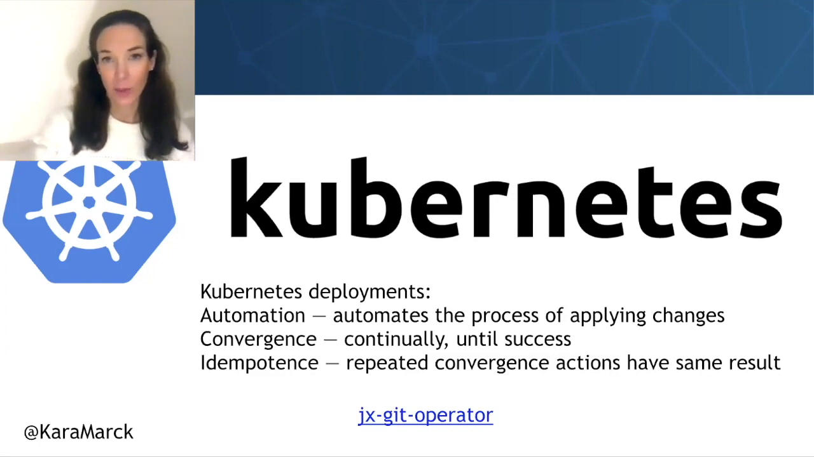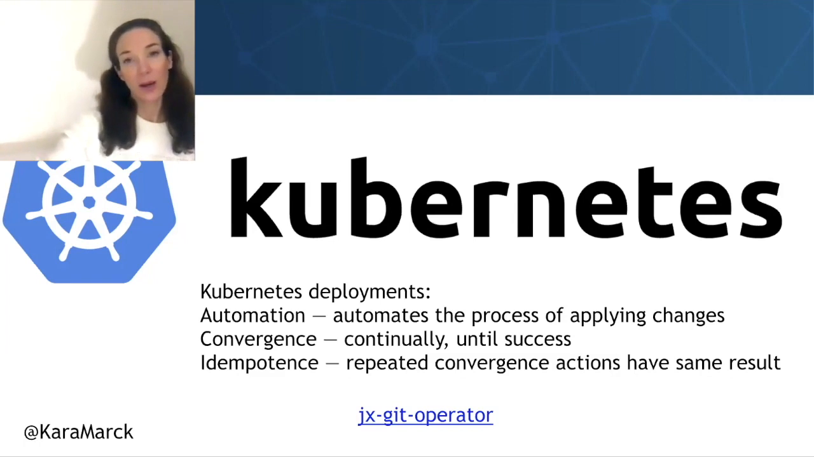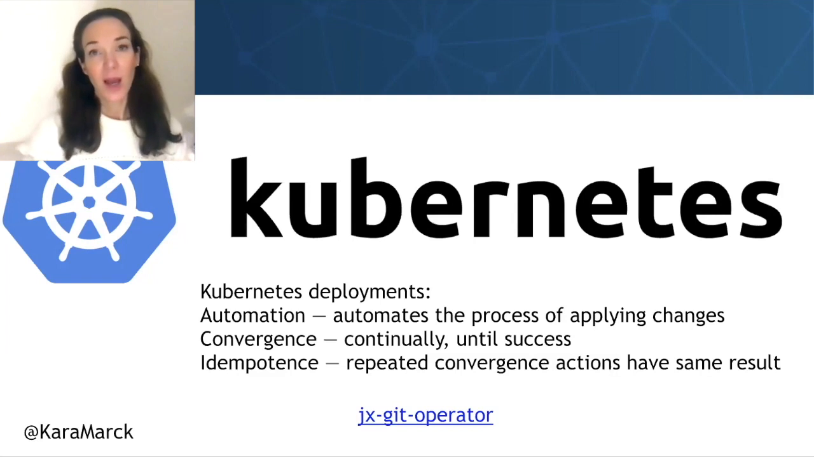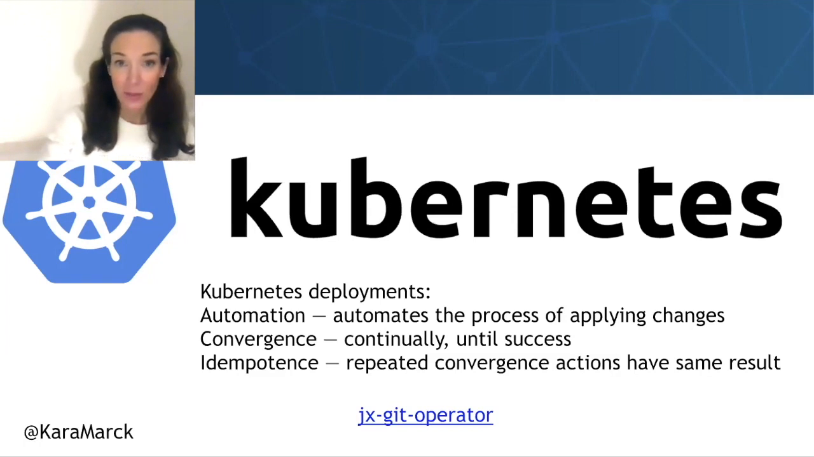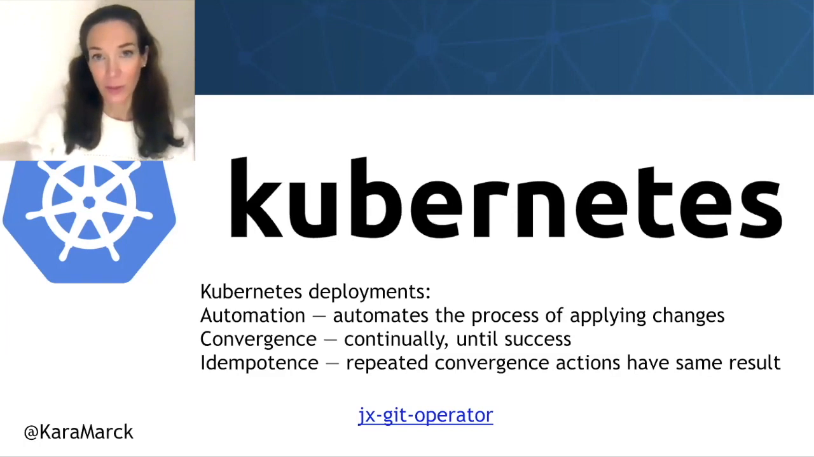Kubernetes deployments have the following properties that we've already identified as important for GitOps. So automation. Kubernetes automates the process of applying changes correctly and in a timely manner. Convergence. Kubernetes will keep trying to update until the update is successful. And idempotence. So you have multiple applications of convergence, and they will have the same outcome, which is your stated desired outcome. The combination of GitOps methodology with Kubernetes declarative configuration and active reconciliation model combine to provide a number of operational benefits that result in a more predictable and reliable system.